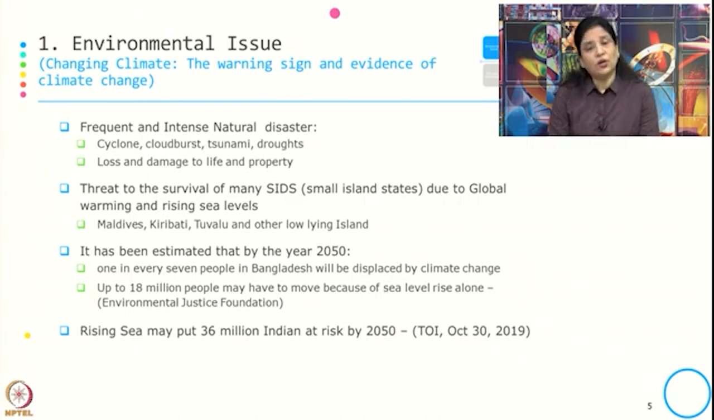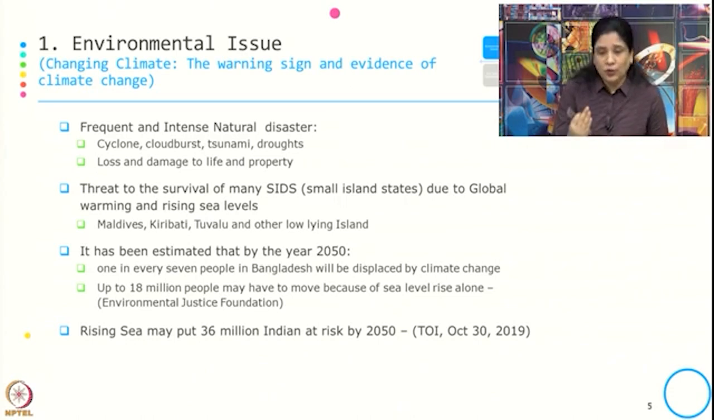There is a threat to the survival of many small island states due to global warming and the rising sea level. A few examples are the Maldives, Kiribati, Tuvalu, or other low-lying islands. A recent newspaper article says that the Maldives is now planning for a floating city, because they know that possibly at some point of time it is going to be submerged if nothing is done to reduce the effect of climate change.